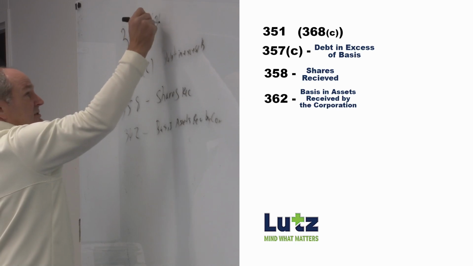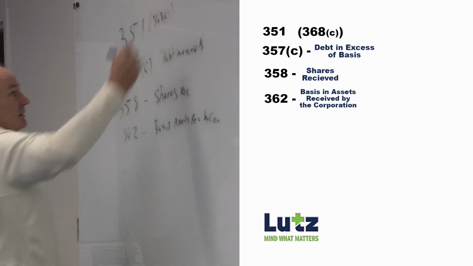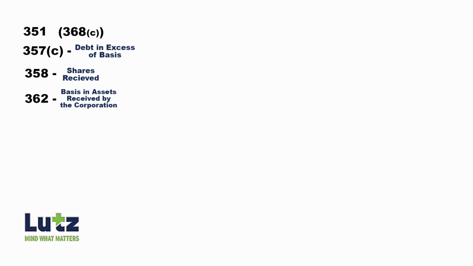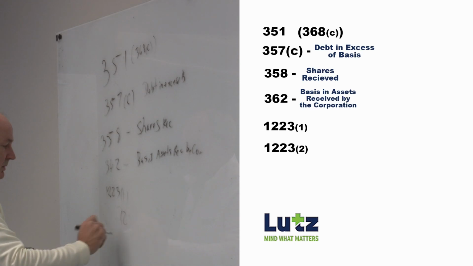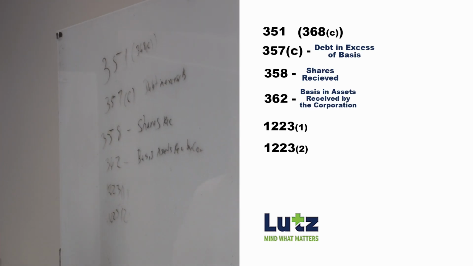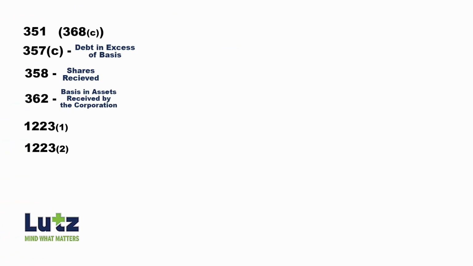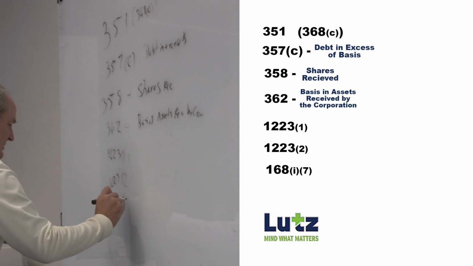368, but that's what I'm confused about because it kind of counts as part of 351. Fair enough, because 368 is the control piece, which is part of the requirement under 351. And then what else we got? The 1223s, 1223 1 and 2. And then there's one I always forget about. 168(i)(7). Did you really study for this? 11 p.m. last night, about 5 minutes. Well, that's a pretty good 168(i)(7), right?